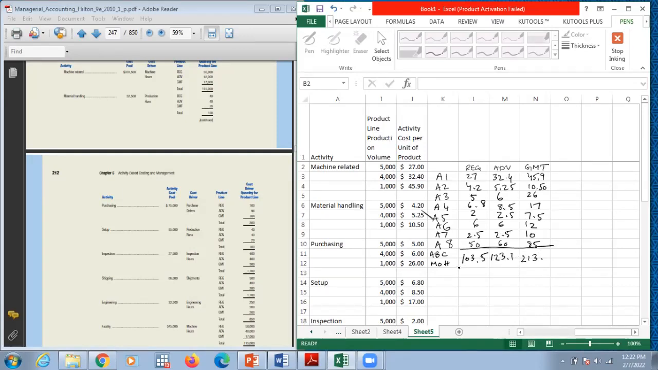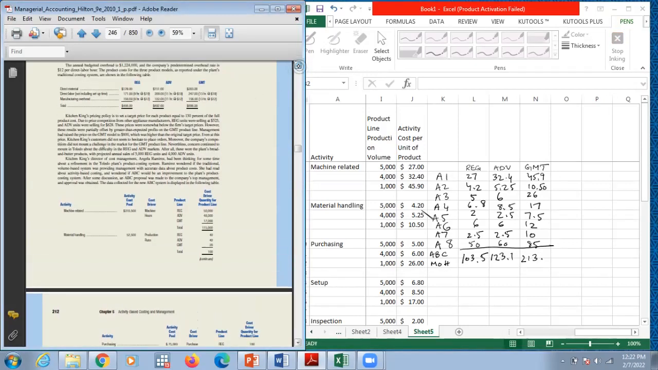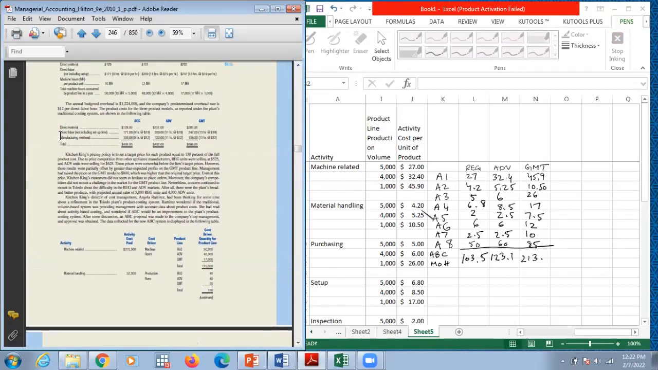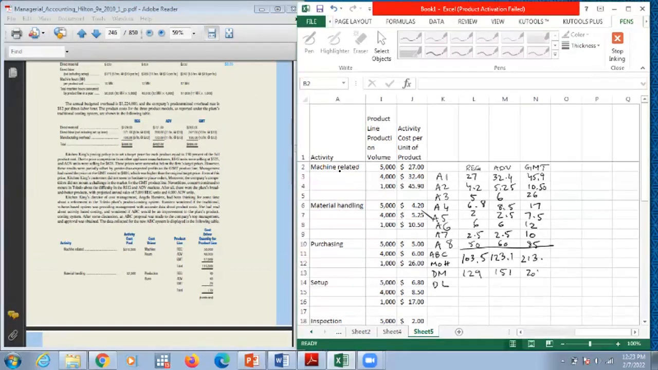Okay, here we have now, this is our manufacturing overhead. And in this, we're going to go back to our information, and to calculate our total product cost, we have to include into it our direct material and our direct labor. We'll put our direct material here, and we'll put our direct labor here. So direct material is 129, 151, and 203. And our direct labor is 171. Just one moment, please.